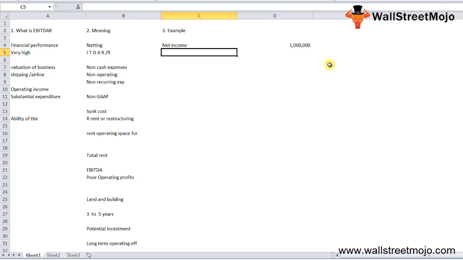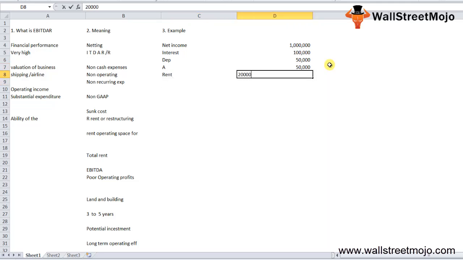This is standing at $1 million. Let's say your interest comes down to $10,000 of $1 million. Your interest is somewhere close to, let's say, $1 lakh, because it is having the major chunk over there. Taxes somewhere closely that. Depreciation, let's estimate closely around $50,000. Amortization around $50,000, and the rental expenditure, which is highest, let's say $2 lakh. So now you need to add back things over here.